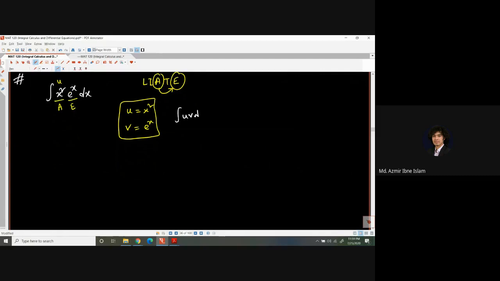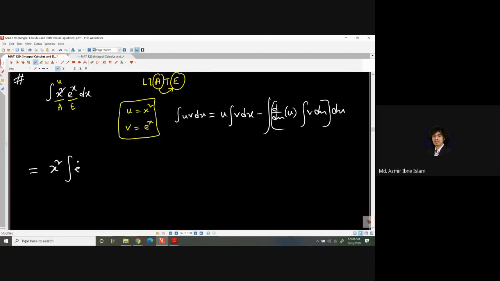Again, using the integration by parts method, we can write u times the integration of v, negative the integral of the differentiation of u times the integration of v. Okay, so here let's try to solve it this way. u is x squared, so x squared e to the power x dx, negative the differentiation of u, which is x squared, times the integration of e to the power x dx, under the total integral.